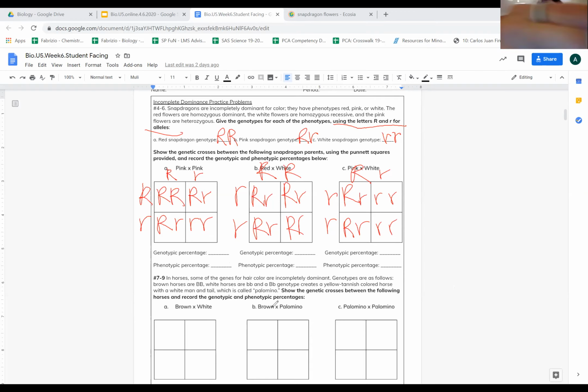So for, oh my goodness, my kitty cat is all up in my business this morning.